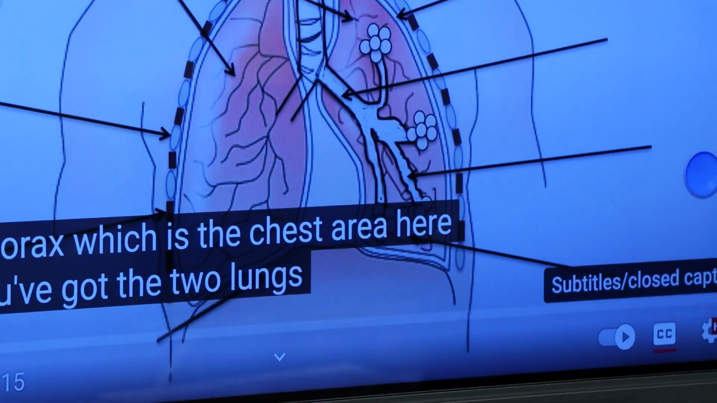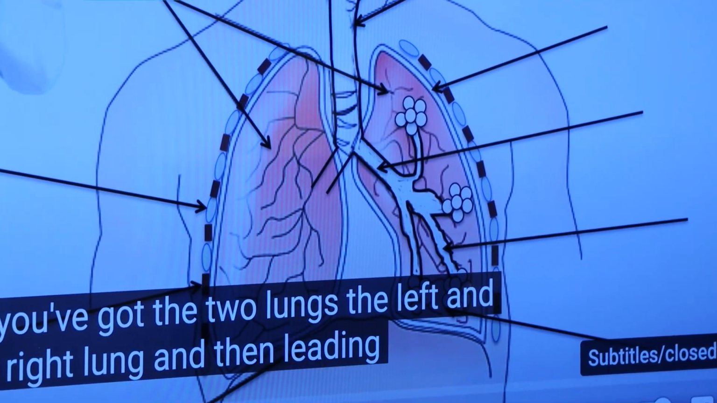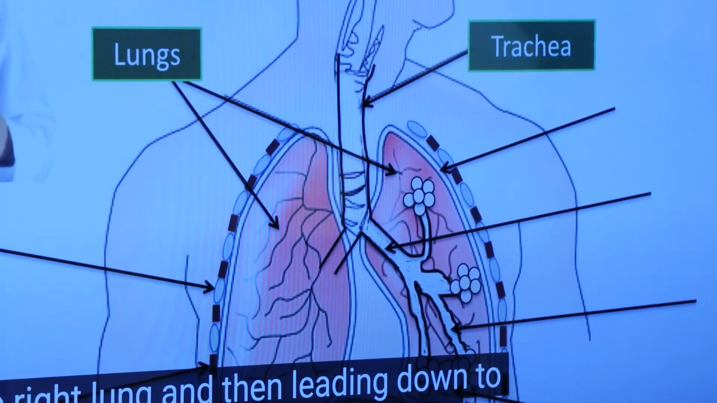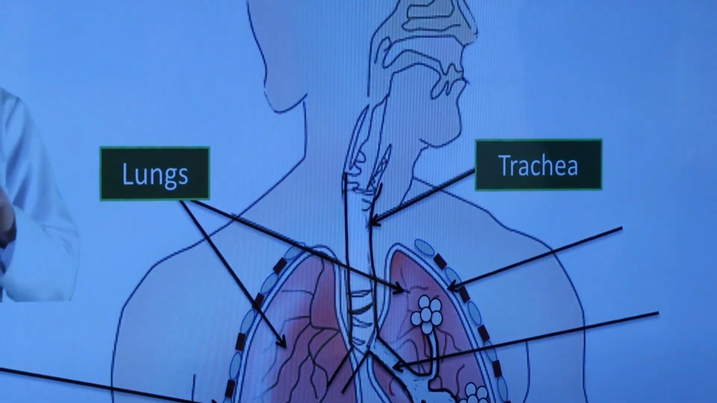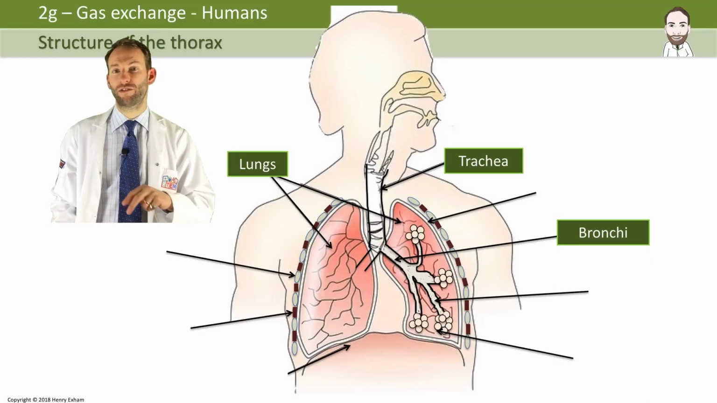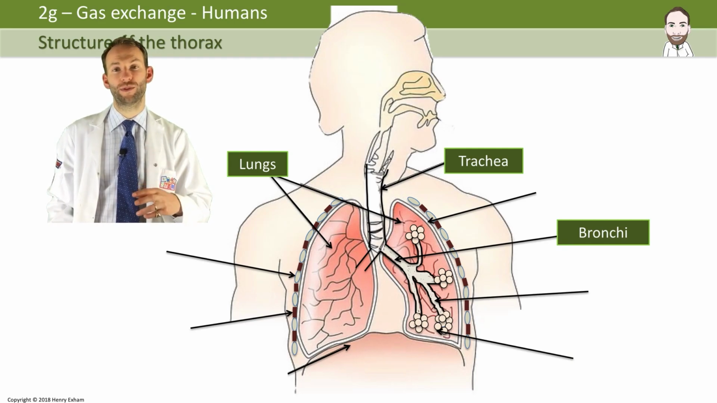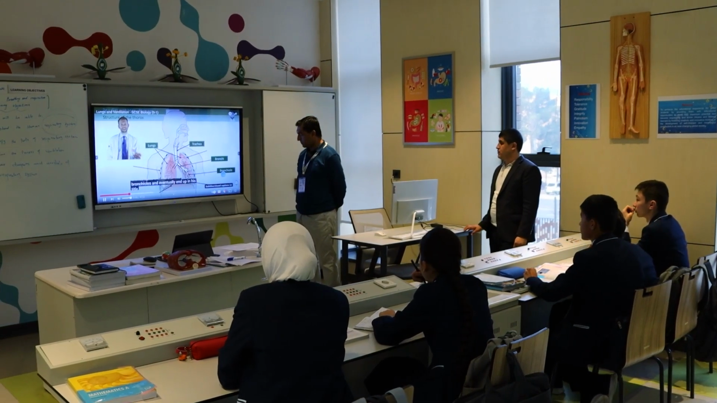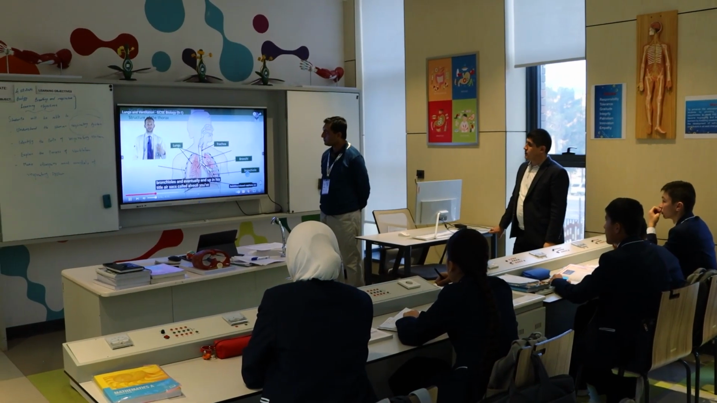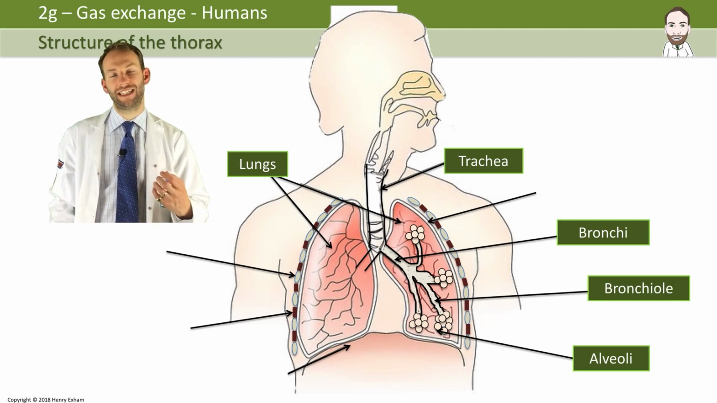So you've got the two lungs, the left and the right lung, and then leading down to the lungs you've got the trachea, the windpipe, which carries the air from the environment down into the lungs. The trachea splits to go into the left and right lung, and when it splits, we call those tubes the bronchi, left and right bronchi. Those split even further into bronchioles, and eventually end up in these tiny little air sacs called alveoli. You've got millions of these air sacs in each lung.